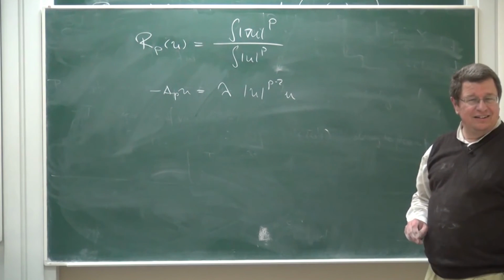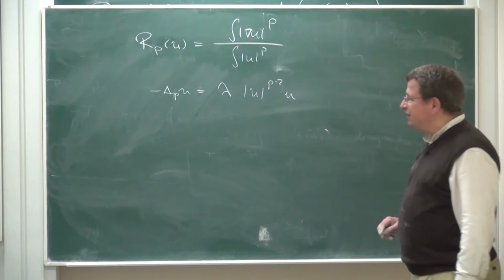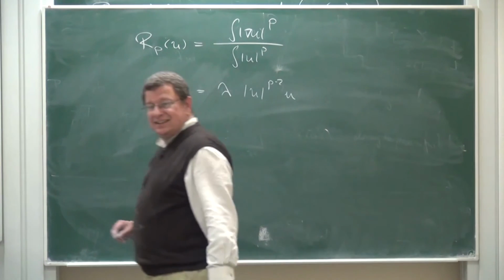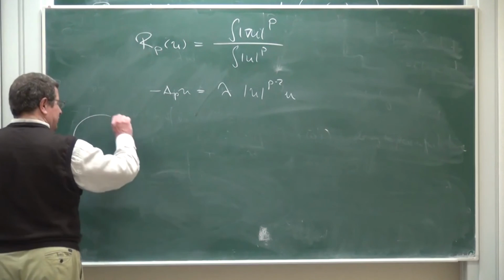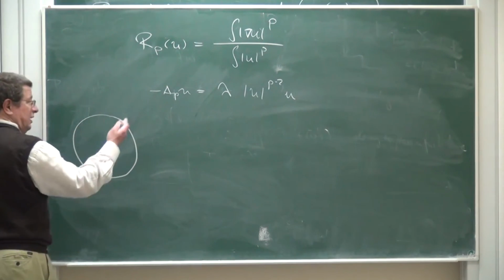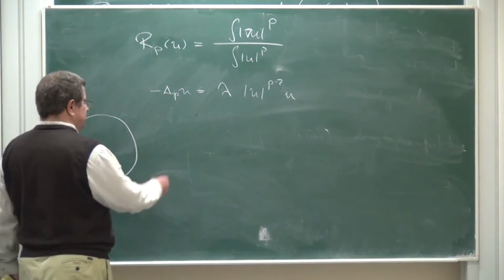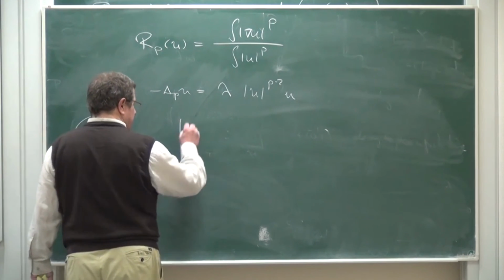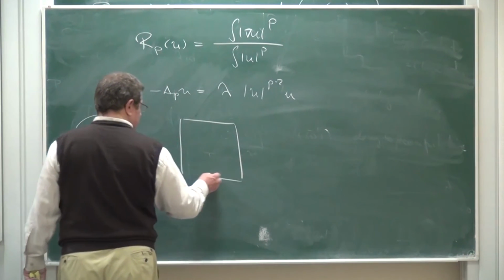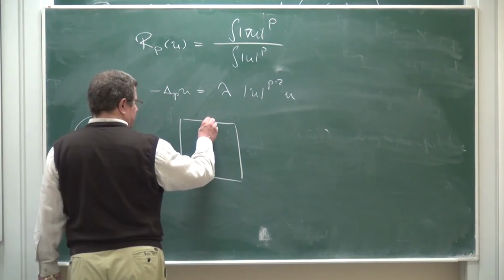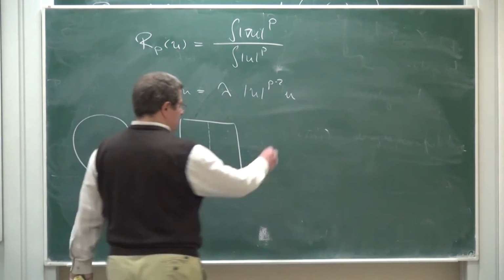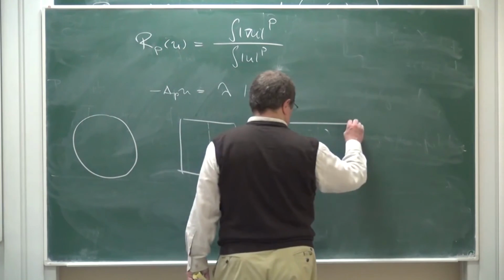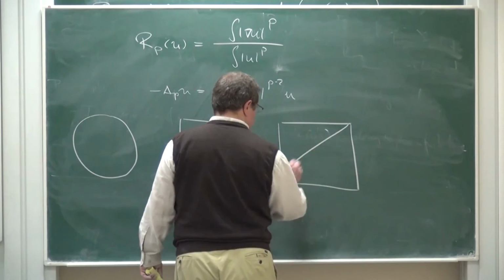So you presented this. Okay. But let's look for the second eigenfunction. When p is equal to 2, the second eigenfunction on a square can have such a nodal line, or it can have a diagonal nodal line.